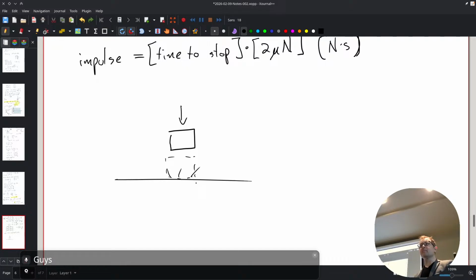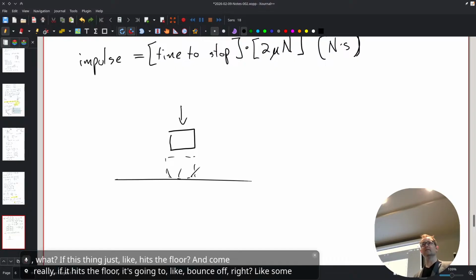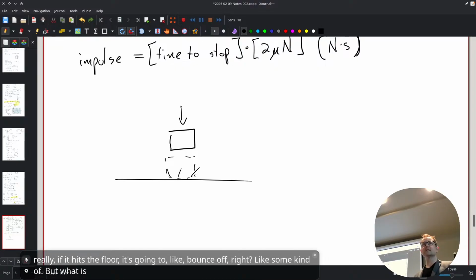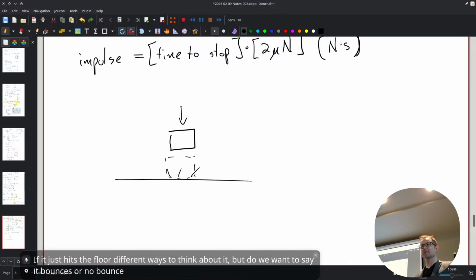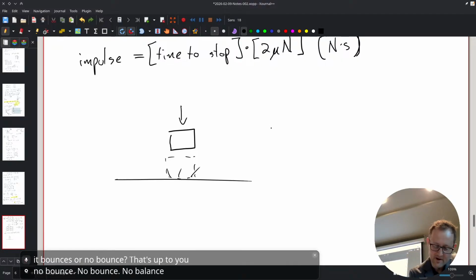So another question came up: what if this thing just hits the floor? Really, if it hits the floor it's going to bounce off, right? What's the impulse of just coming and hitting the floor? Different ways to think about it, but do we want to say it bounces or no bounce? That's up to you. No bounce. All right.